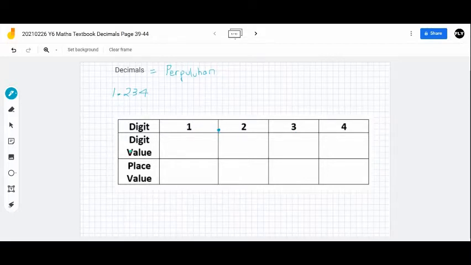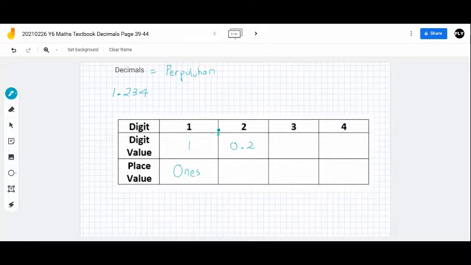What is the digit value of number 1? Number 1 is a whole number, so it is a 1. What is the place value of 1? The place value of 1 is ones with an S. What about 2? 2 is not a whole number. 2 is a decimal. 2 is 0.2.